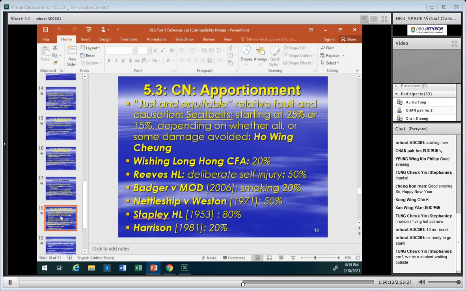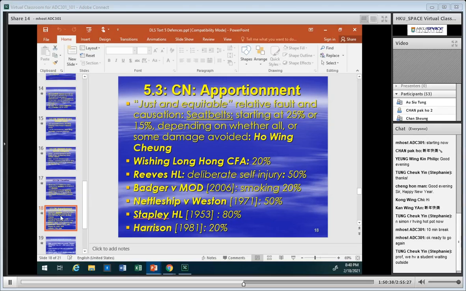Okay, but let's have a look at other cases. Wishing Long Hong is on page 136 again. And remember, in Wishing Long Hong, it was the hiker hiking along the mountain in mainland China. There were 6 employees, but only 3 torches. One of the employees, who did not have a torch, fell down and was killed.